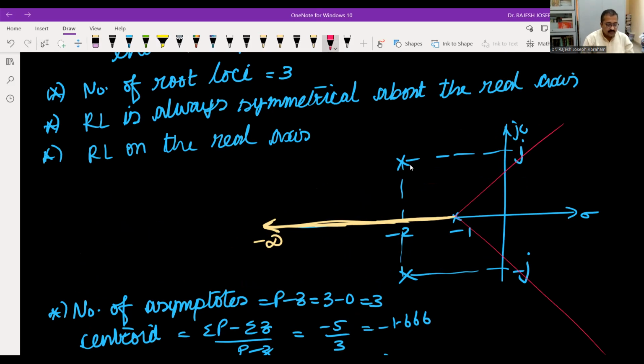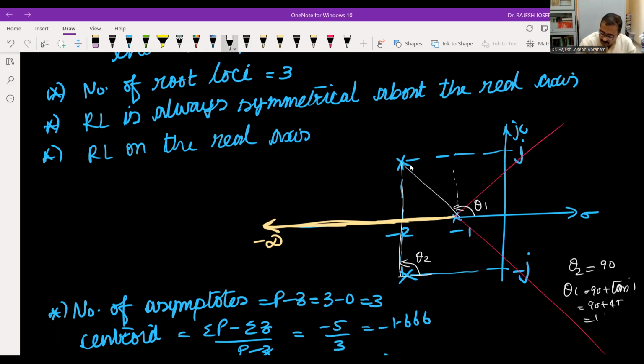How to do that? For that, you join this particular complex pole with all other poles and zeros. So this is 1, this is 1. Measure the angle. Let this angle be theta 2 and let this be theta 1. What is theta 2? Plus 90, it's evident. And what is theta 1? Theta 1 will be 90 degrees plus tan inverse of opposite side by adjacent side. Opposite side means 1 divided by 1. Tan inverse 1 is 45. So 90 plus 45, which means 135 degrees.